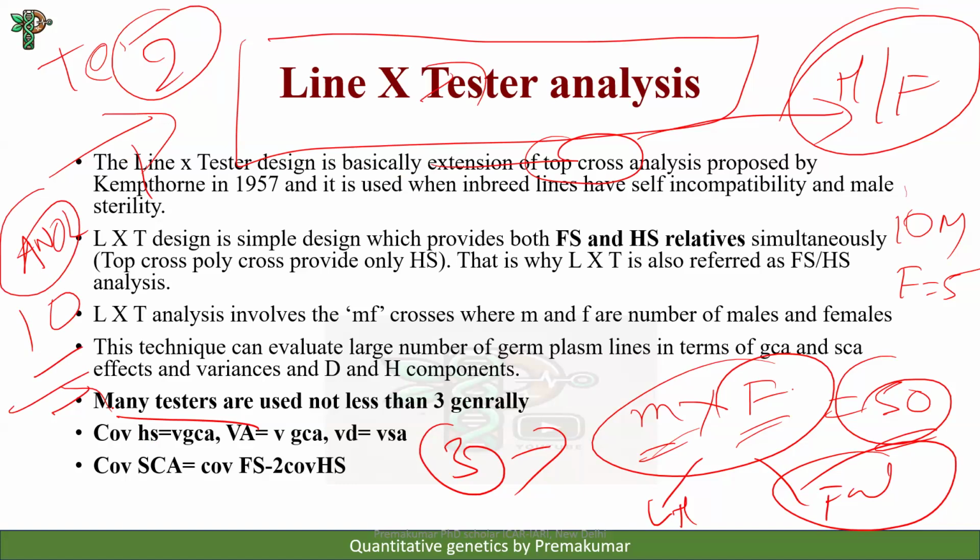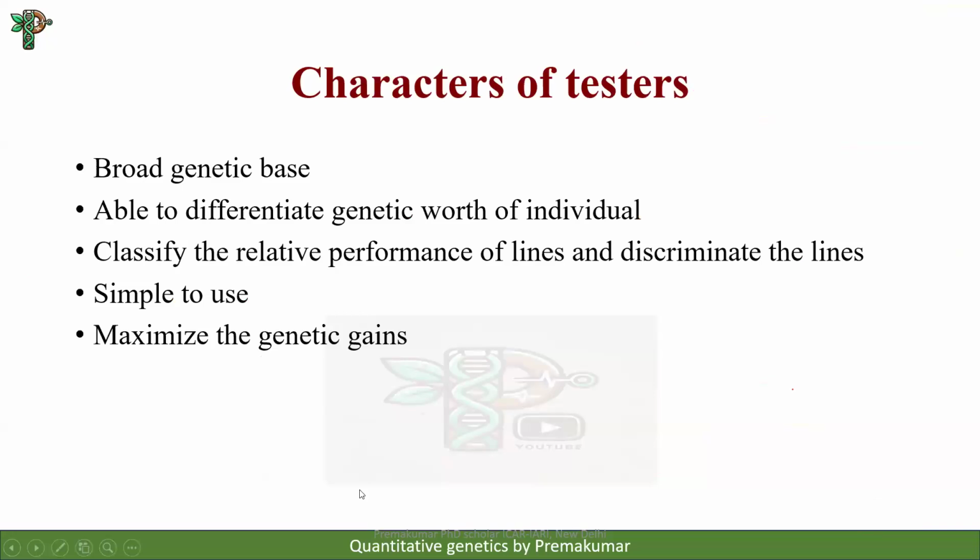Then here, covariance of half sibs is equal to variance due to GCA, and additive variance is equal to variance due to GCA. Your dominance variance is equal to variance due to your SCA. Your covariance of SCA is equal to covariance of full sibs minus 2 into covariance of half sibs.